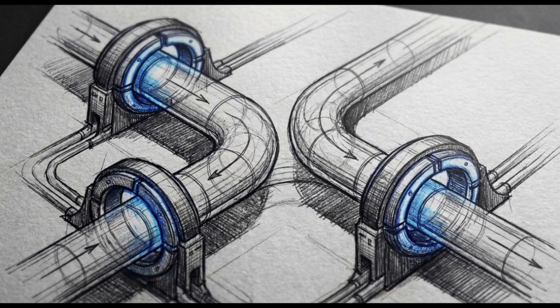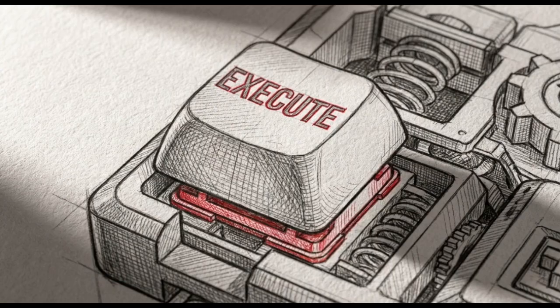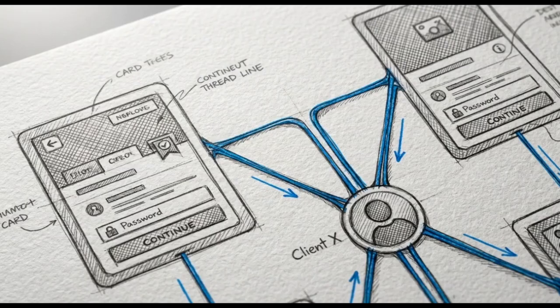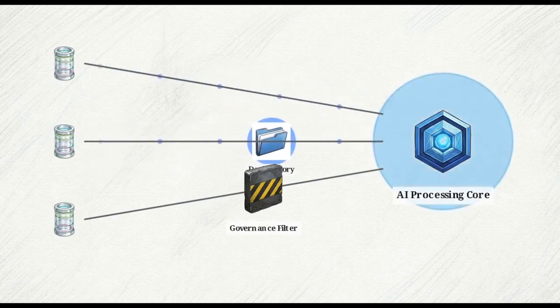Consider an enterprise analyst asking their AI assistant to generate a comprehensive preparation document for a major upcoming client meeting. The system springs into action. It retrieves recent technical support tickets and past deal renewal history because those documents are contextually and relationally tied to that specific client. During this sweep, the search also uncovers internal executive pricing discussions.